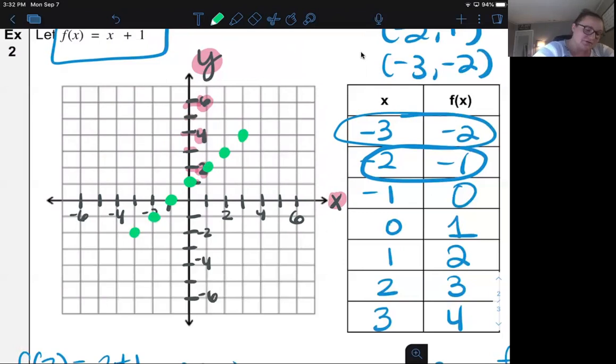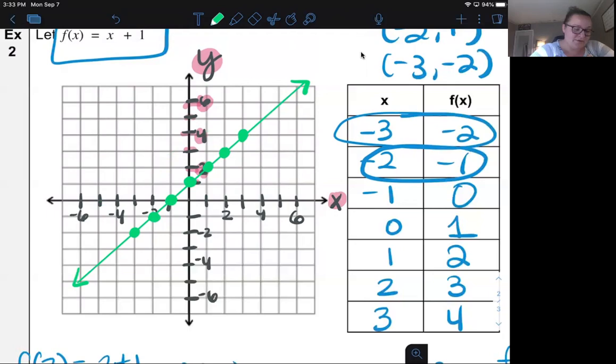And then you're going to draw a line that goes through all of those points and extends all the way across your graph. So make sure your line extends all the way across your graph. If your line is this long, you're not going to get full credit. You need to show me exactly what the behavior of this graph is. And to do that, you need to show me how the graph extends across the entire coordinate plane.